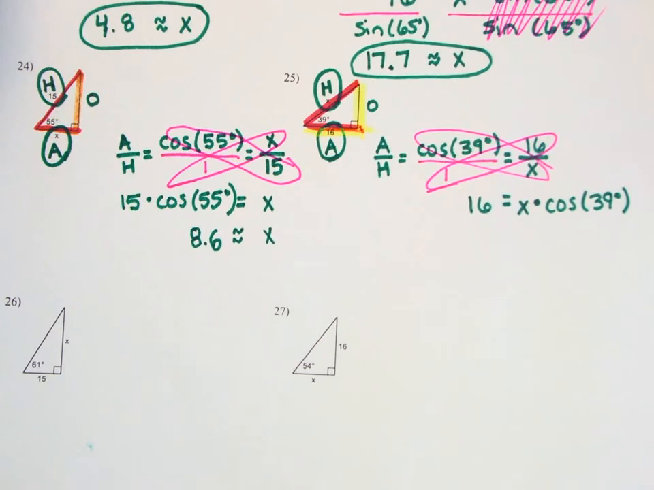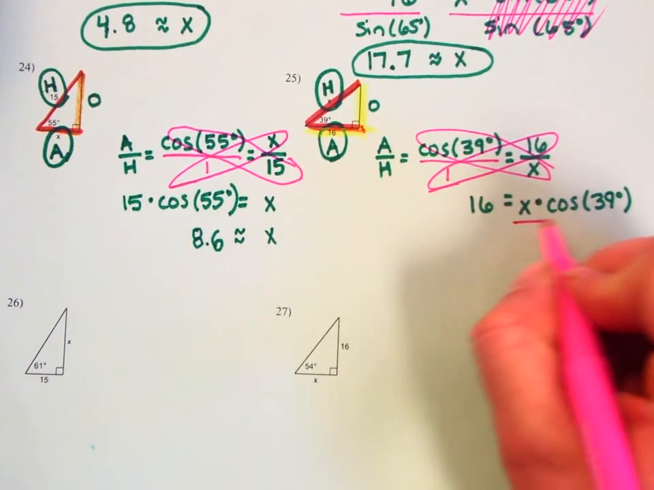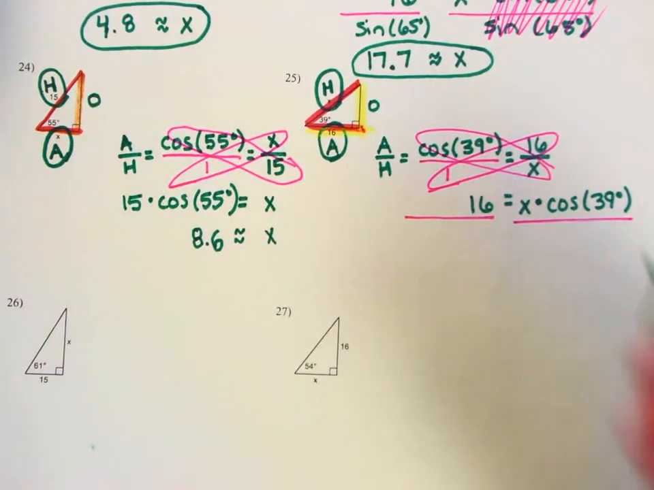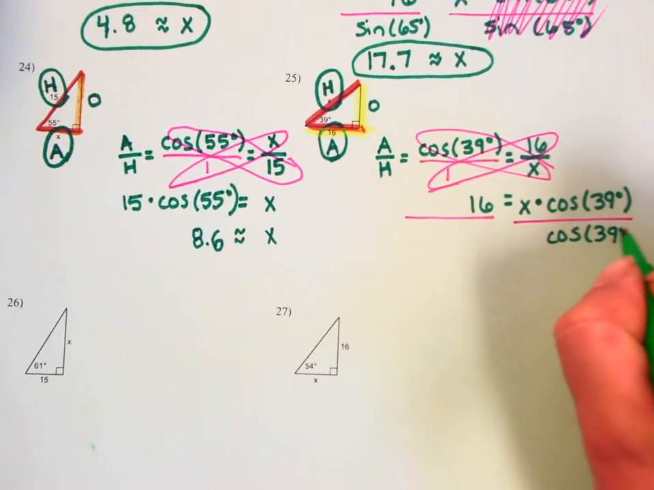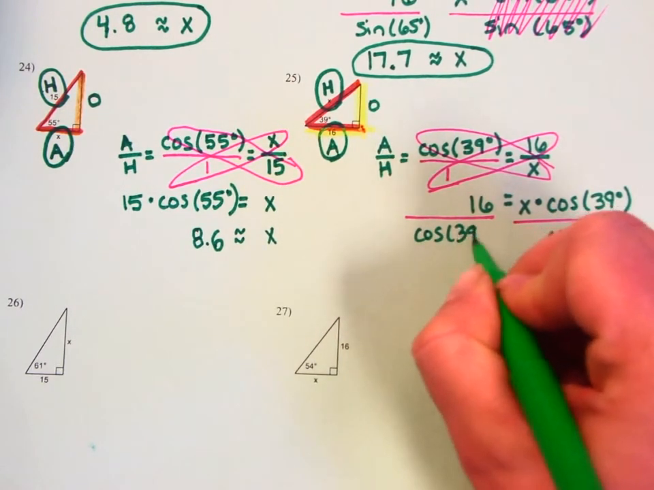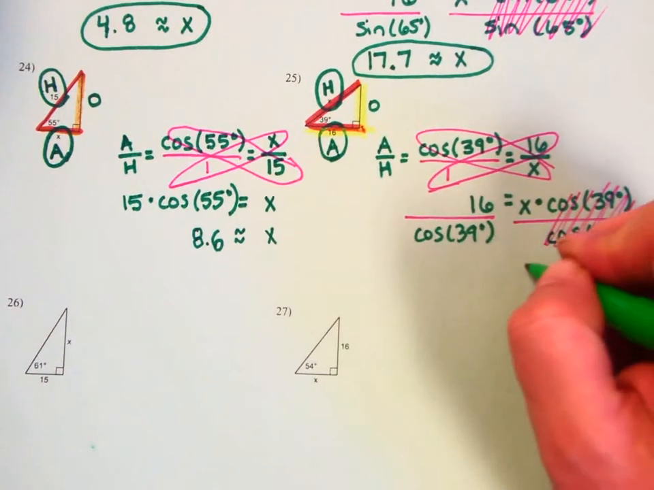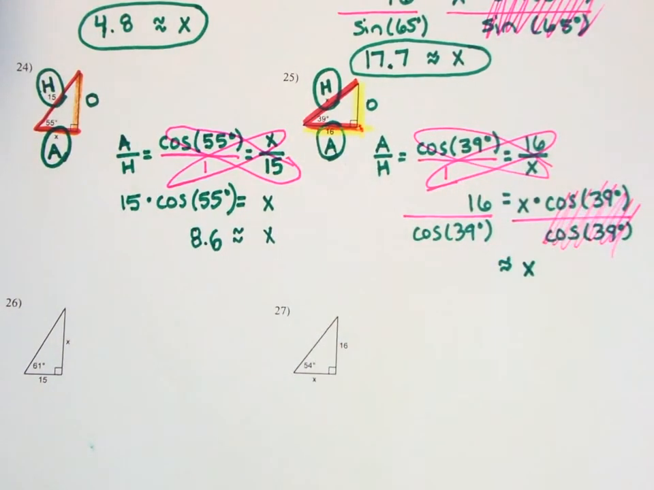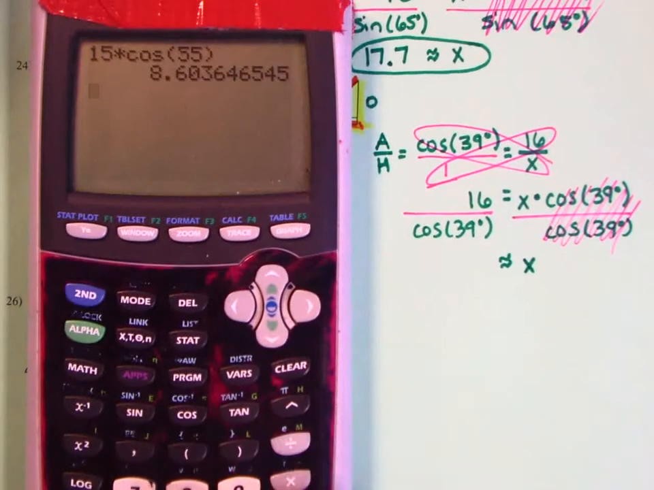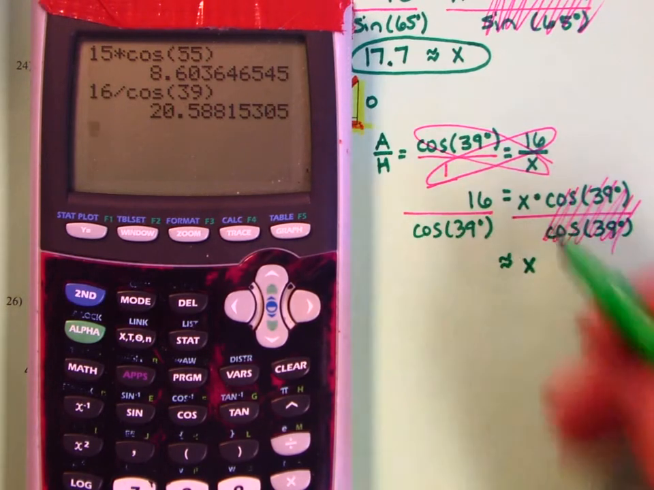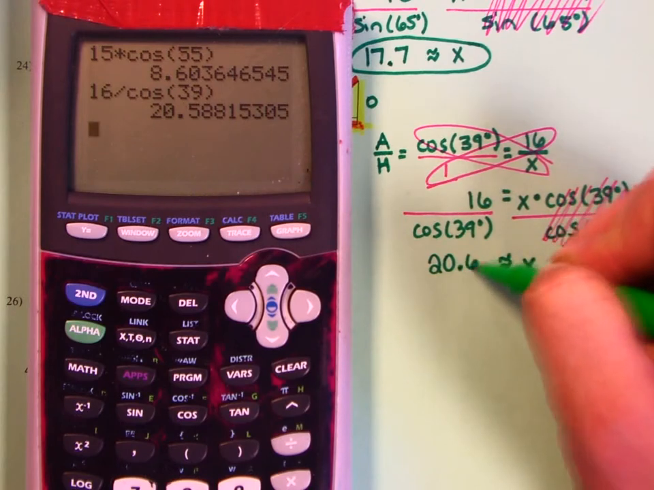Do I have x by itself? No. So what do I have to do? Divide both sides of the equation by what? The cosine of 39 degrees. These cancel out. So when I punch it in my calculator, make sure you punch it in correctly. So you have to do 16 divided by the cosine, regular cosine, of 39 degrees, rounded to the nearest tenth. This is how much? 20.6.